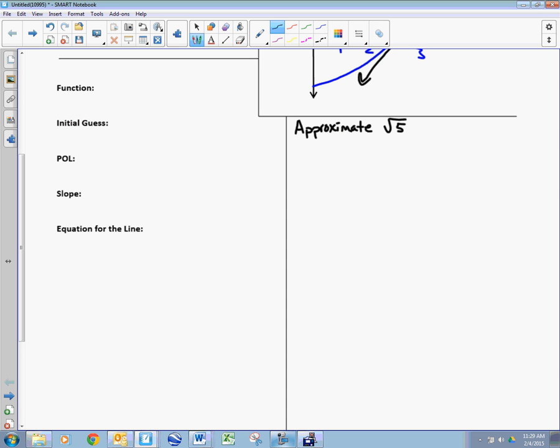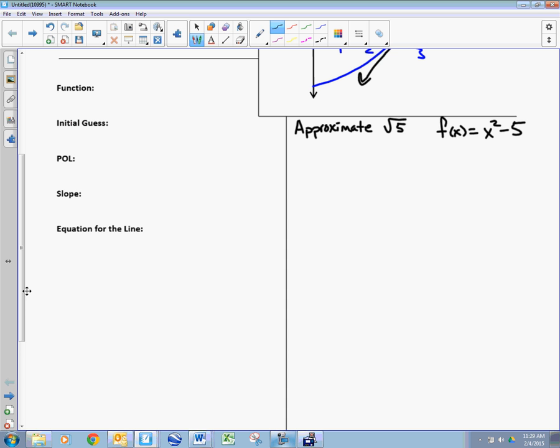Therefore, what we do, if you think of the problem, is we wrote a function, f of x equals x squared minus 5. That was the representative function for the square root of 5. There are others you could choose, but that's the one that we like right now. Okay.